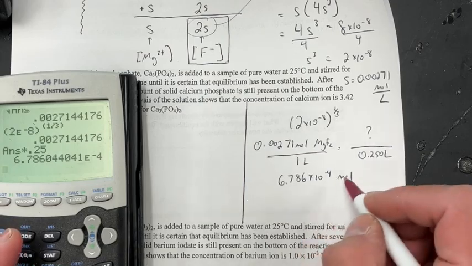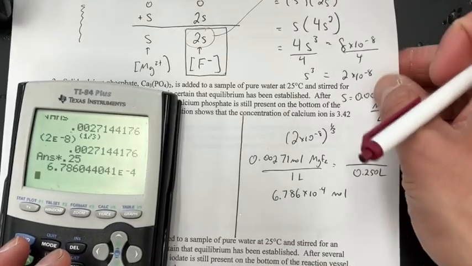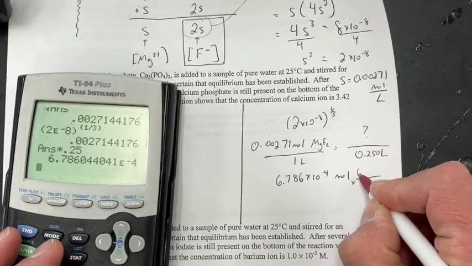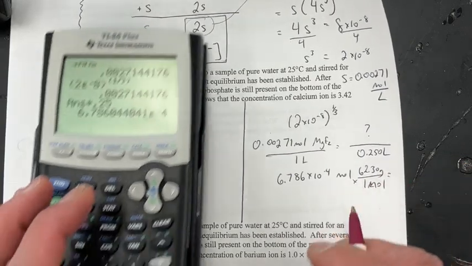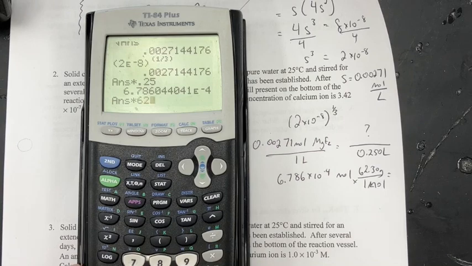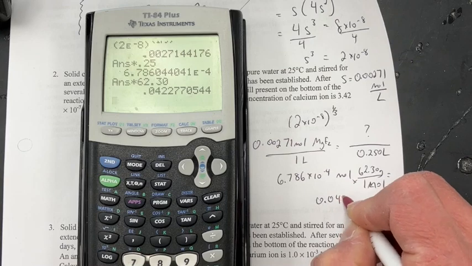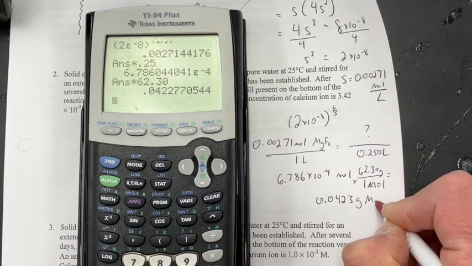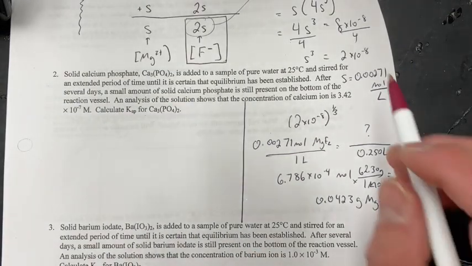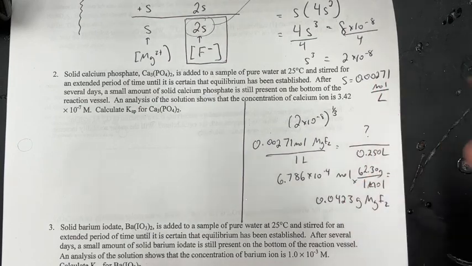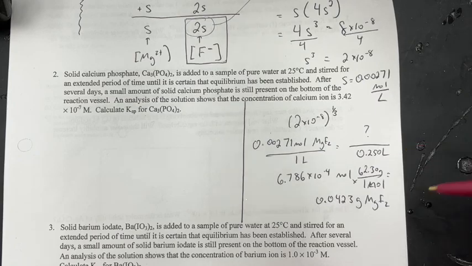How do I go to grams? My molar mass is 62.30 grams per mole. So I'm going to take it, multiply by 62.30 grams in 1 mole, and that gives me 0.0423 grams of MgF2. Okay, so the biggest thing is making sure you know how to get S, molar solubility, and then once you know that, you can do a bunch of stuff with that number.